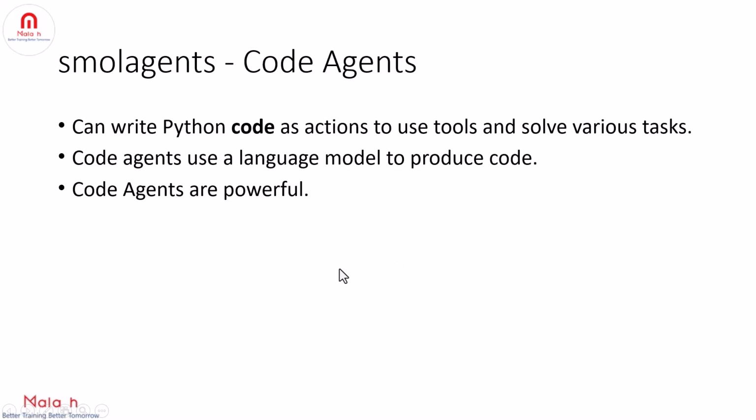And the next one is the code agent. Code agents can write Python code as actions to use tools and solve various tasks for us. Code agents use a language model to produce code, for example, calling a function, which the framework can execute. Code agents are powerful because they can implement complex logic and multi-step operations within a single thought. That is, inside a thought-action-observation loop, within a single thought, it can implement multiple operations. We will also build code agents and inspect the agent's behavior. Then you will get a clear idea on this as well.